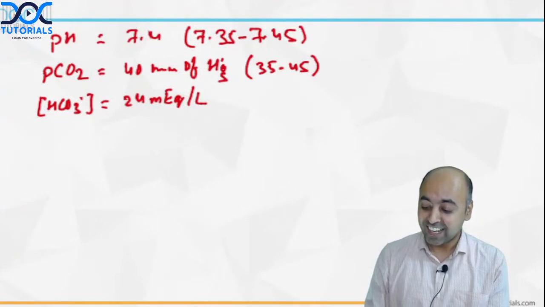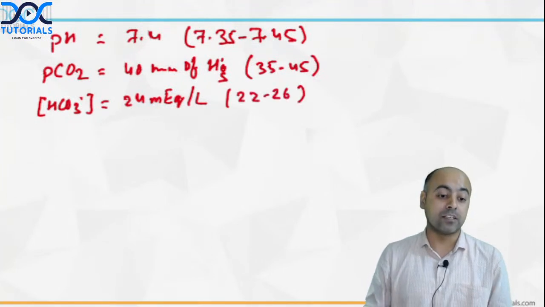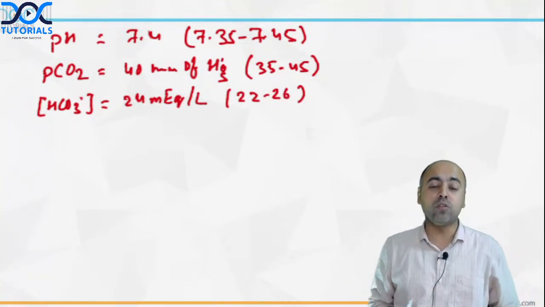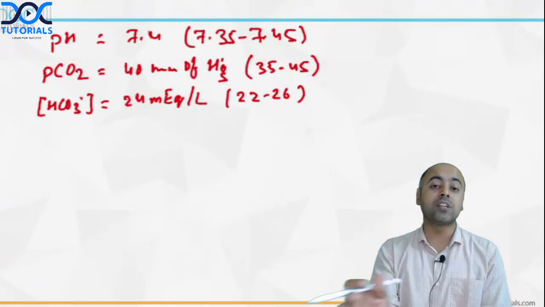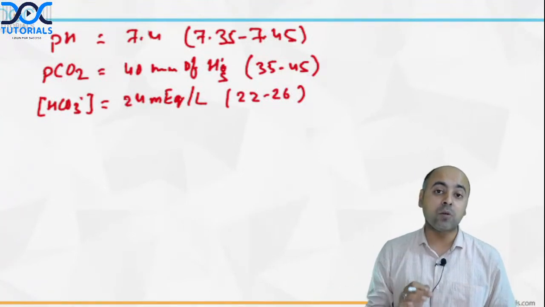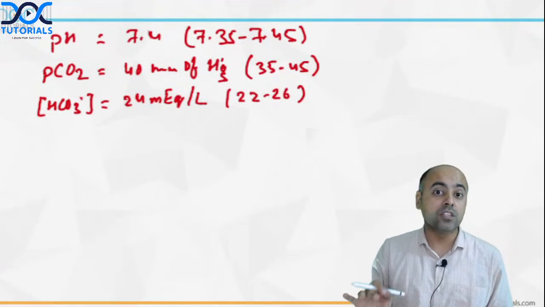Okay, and the range can be anywhere between 22 to 26 milliequivalent per liter. These are normal values which we are expected to know. Almost always they will not give these values in the question, so you're expected to know that these are normal values when we are talking about acid-base discussions, and these values relate to the blood. We are talking about the blood here.